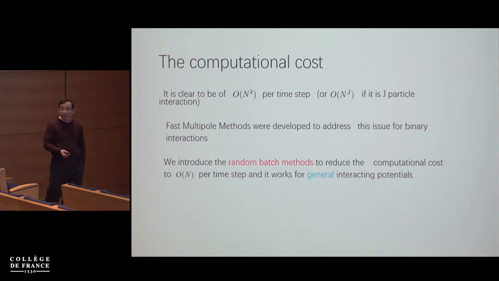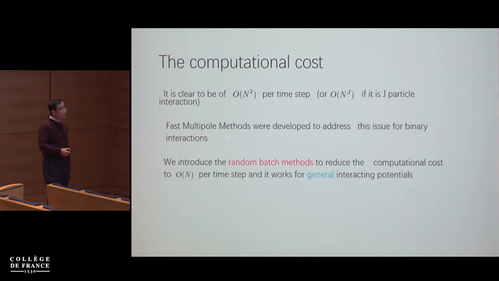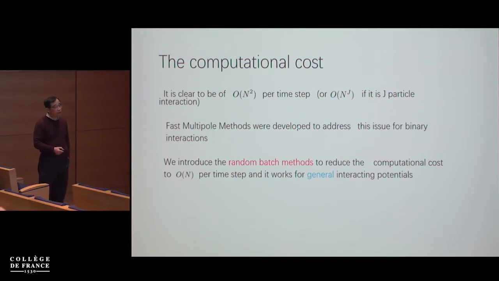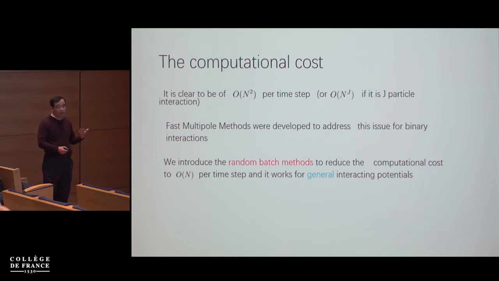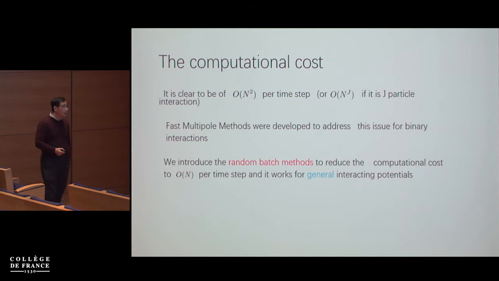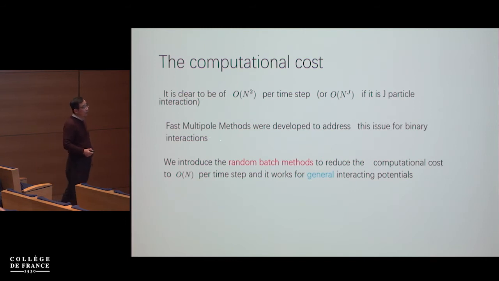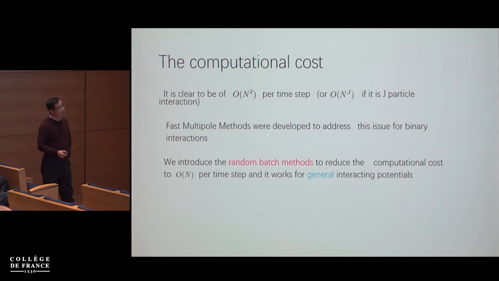FFT, for example, is one of such examples. And the fast multipole method was certainly developed exactly to address this issue, when you have binary interactions, say, Coulomb interaction between electrons. The fast multipole method, of course, is very powerful. It's one of the top 10 algorithms of the last century. However, it's quite a sophisticated method, and it works very well for short-range interactions.